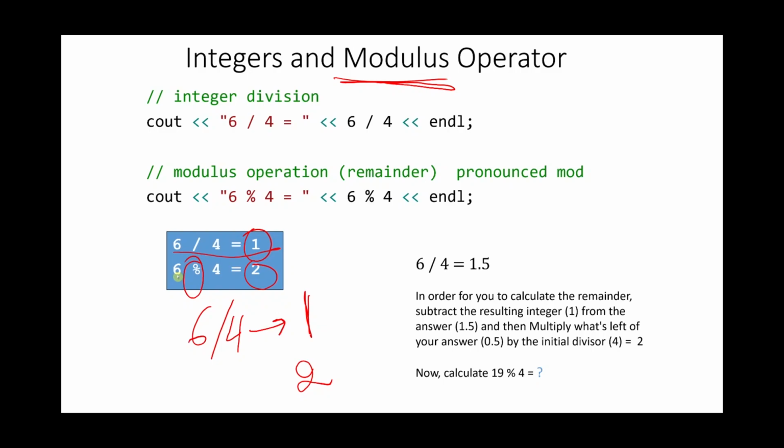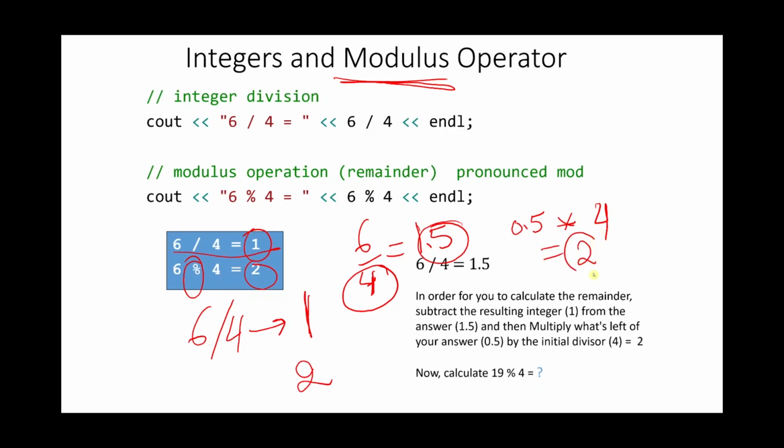The compiler is actually going to do 6 divided by 4, which is going to be 1.5. Then the compiler takes only the fraction part, which is the 0.5, times the denominator. The denominator is going to be 4, and that is going to equal 2. Here is your remainder. I explained that in here. You're going to be finding that in your slides.